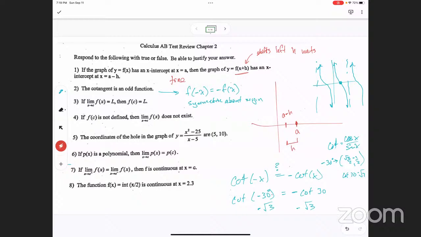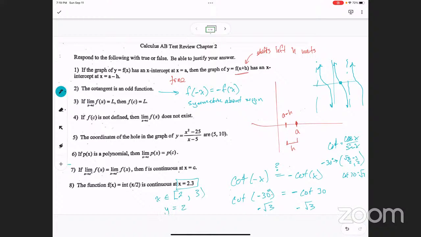So the function is continuous at x equals 2.3, and the answer would be yes. It would be continuous at that point because everything from 2, including 2, all the way to 3, not including 3, if x is a part of any of those, then your y is going to be equal to 2.